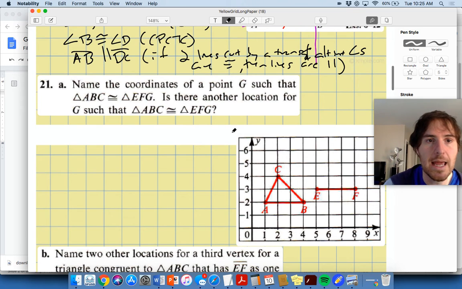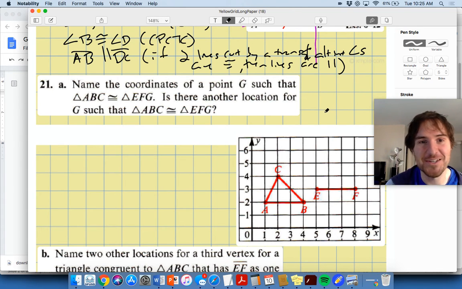We got number 21A, name the coordinates of a point G such that triangle ABC is congruent to triangle EFG. Okay, so this is similar to what was on your exit ticket yesterday. A lot of people answered this over here. You didn't notice how question number 20 was different. They were asking you what the coordinate of D was to get ABD congruent to ABC. Okay, so you had to read this a little more closely here. So then they had this hanging out. Everybody's wondering what was this segment all about on yesterday's exit ticket?